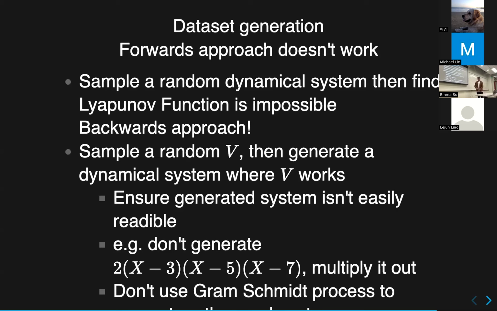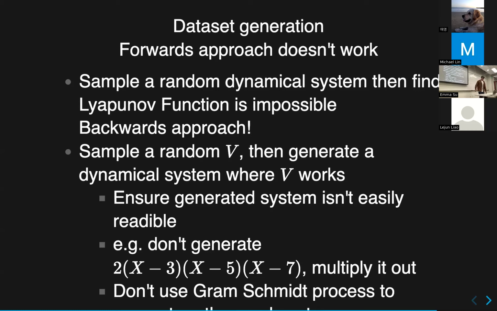Okay, so we apply the same idea of data set generation. We can see that the forward type of approach doesn't work because when we generate a random dynamical system, there's no current way to generate a Lyapunov function corresponding to it, right? So instead, we can generate the Lyapunov function itself and then generate the system that works with it. And there's a series of heuristics to follow when generating in this way, such that you don't allow the transformer to identify common patterns. For instance, if you always generate polynomials that are already factored, then it'll just read the factorization rather than learn how to work with polynomials.